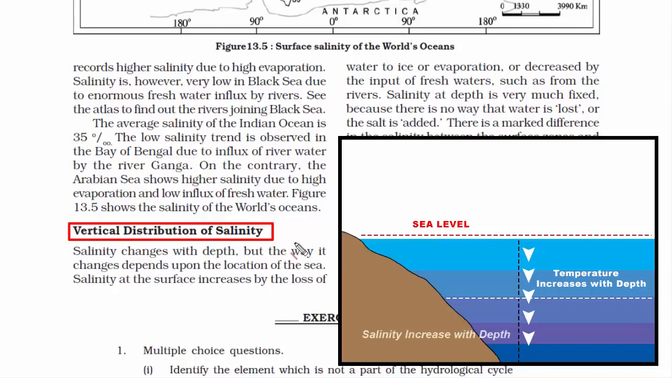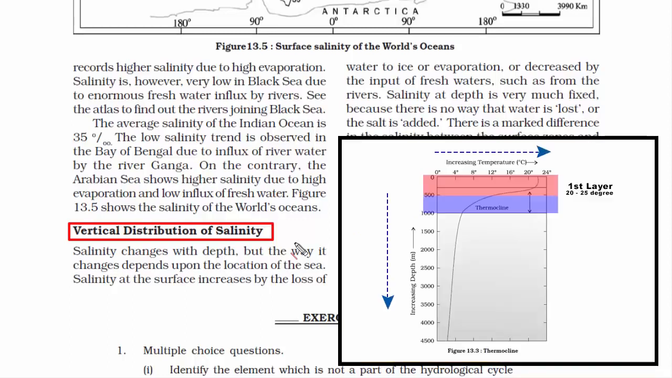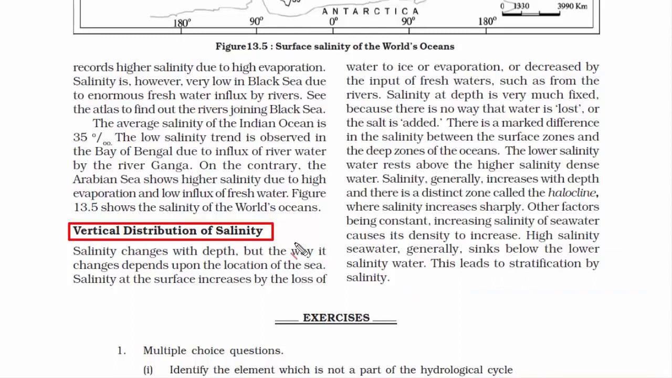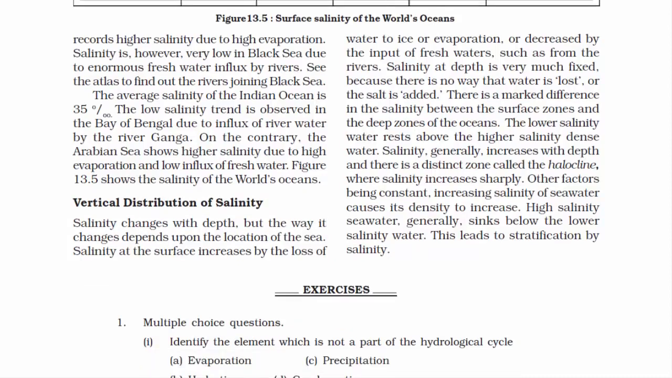Salinity generally increases with depth, and there is a distinct zone called the halocline, just like we have the thermocline if you remember. Thermocline is the point from where the temperature drops drastically. Similarly, from the halocline, salinity increases rapidly. And always remember this point, cold dense water contains more salt. And that's how you can remember that as we go deep in the ocean, temperature drops and salinity increases. So with this, we have come to an end of this chapter.